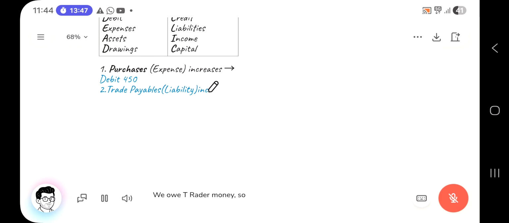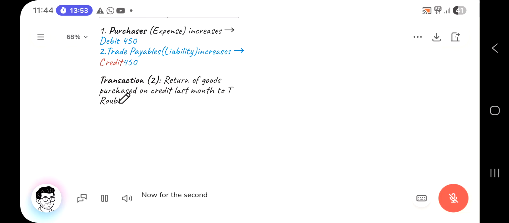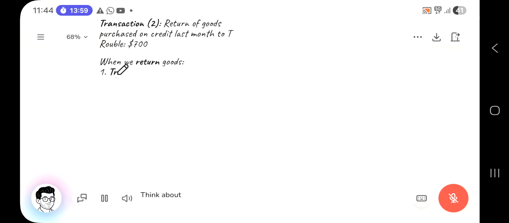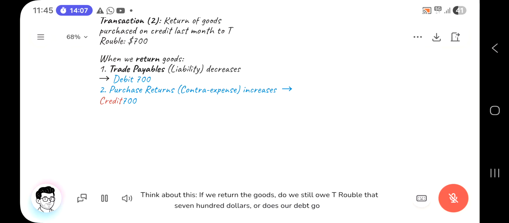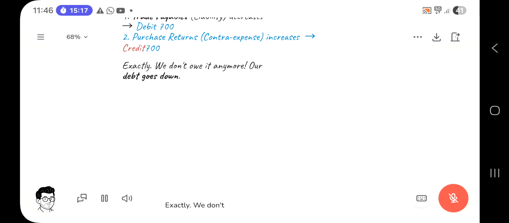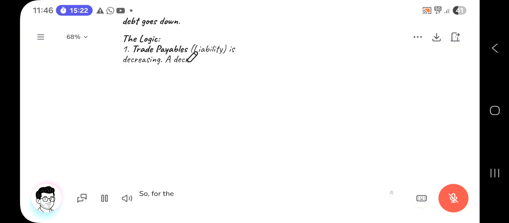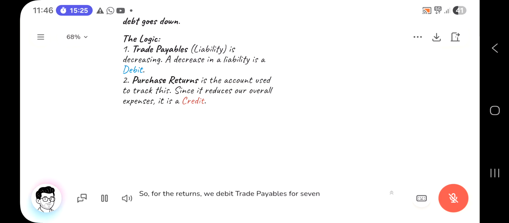That's a credit. Now for the second one, we returned $700 worth of goods to T-Ruble that we bought on credit last month. Think about this. If we return the goods, do we still owe T-Ruble that $700? Or does our debt go down? Exactly, we don't owe it anymore. Our debt goes down. So, for the returns, we debit trade payables for $700 to show we owe less money. Then we credit purchase returns for $700.